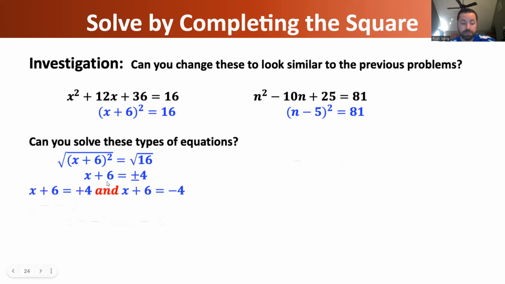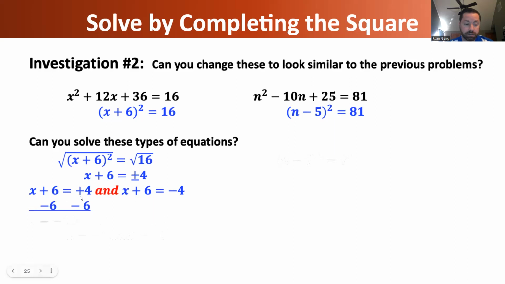So I'm going to subtract 6 from both sides after I set up my two equations. Because it says x plus 6 equals 4, and x plus 6 equals negative 4. So it equals two different things, so we need to set up two different equations. See how I did that? X plus 6 equals plus or minus 4 splits into two equations: x plus 6 equals positive 4, and x plus 6 equals negative 4. And then we solve both of those by subtracting 6. So x equals negative 2, and negative 4 minus 6 is negative 10. So those are the two solutions to that problem.